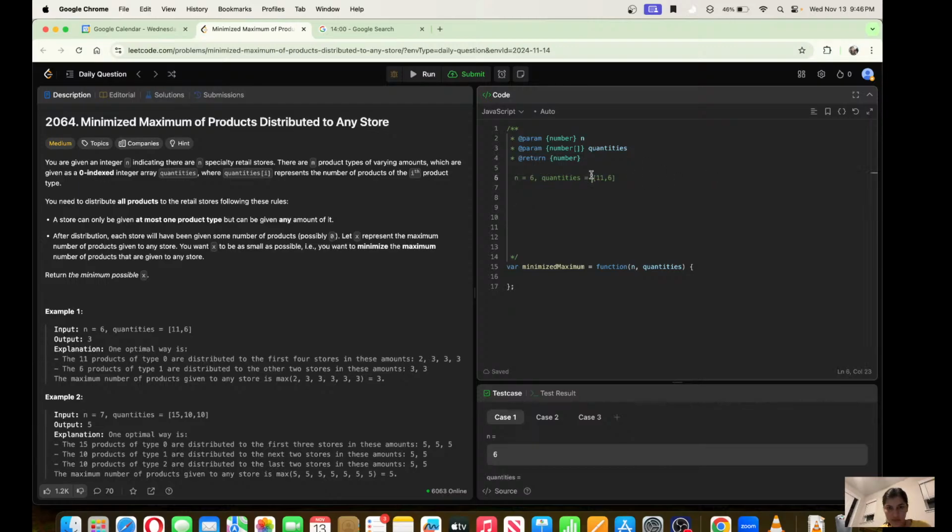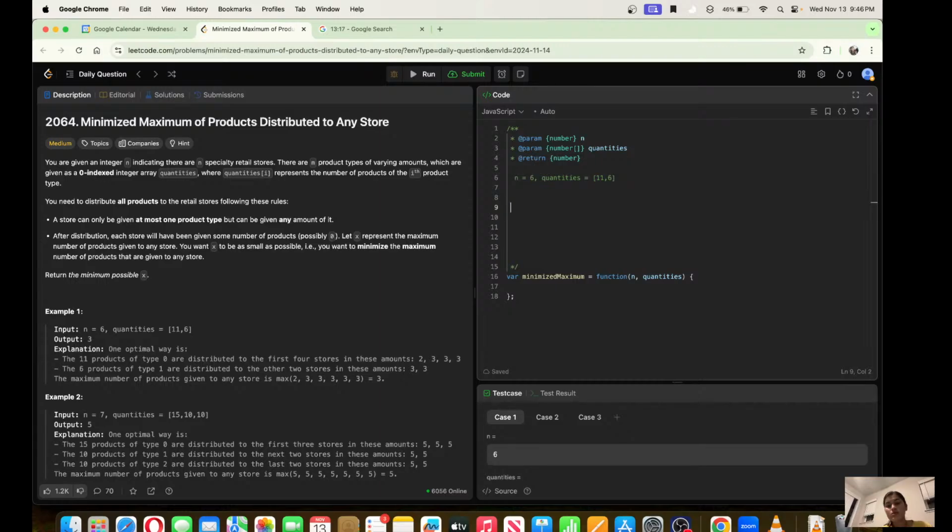So there are m product types, and suppose there are 11 products of one type, say 11 toothbrushes, 6 pillows, something like that. You need to distribute all products to the retail stores following these rules. A store can be given only at most one product type, but can be given any amount of it.